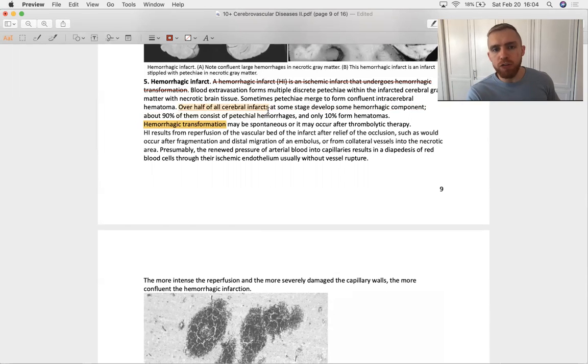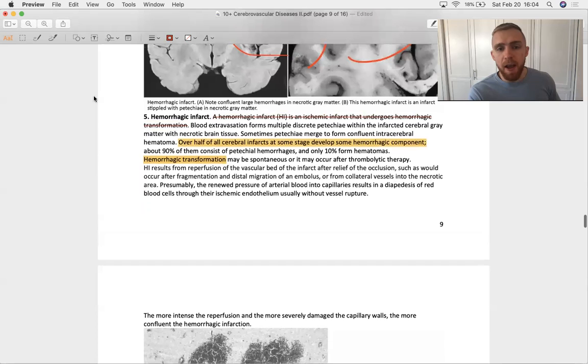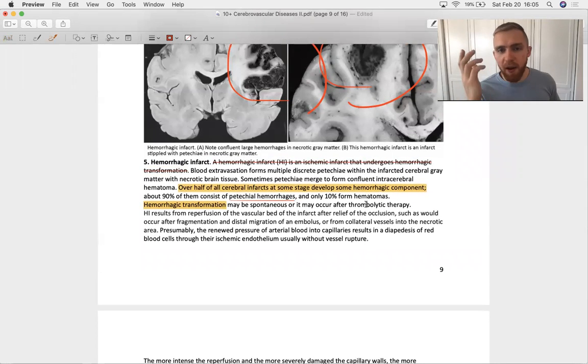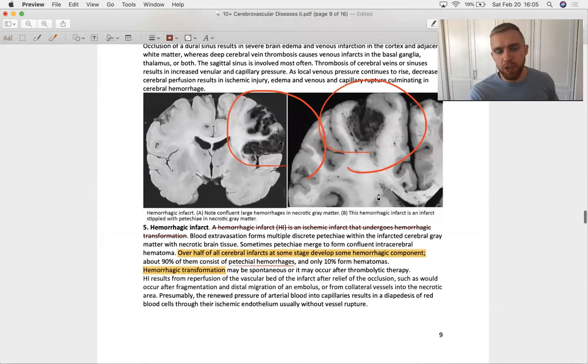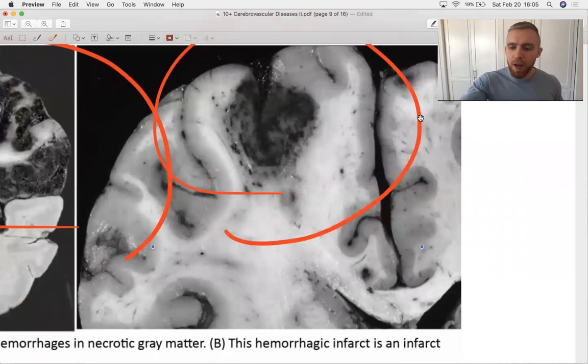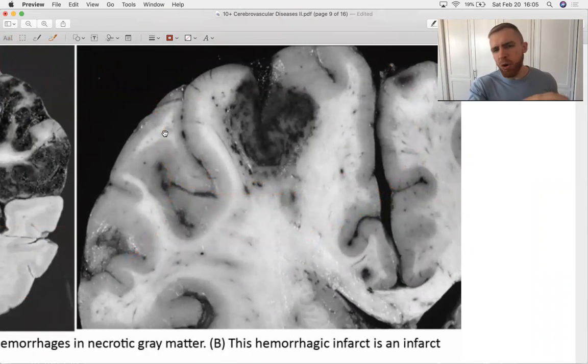Over half of all cerebral infarcts at some stage develop some hemorrhagic component. And the hallmark of the hemorrhagic transformation is the petechial hemorrhage. What are these petechial hemorrhages? Let me try to ELI5 and then we'll go back to the SDL.